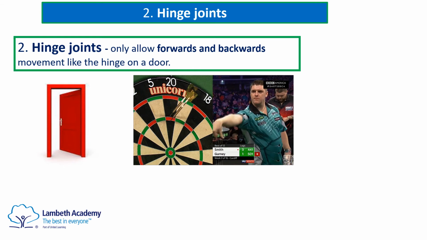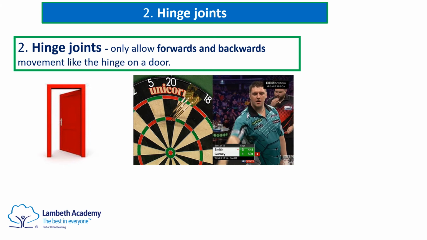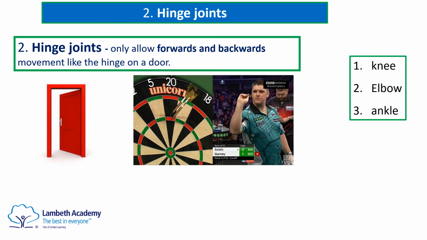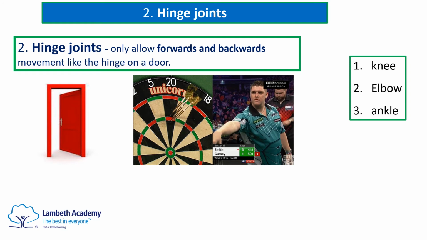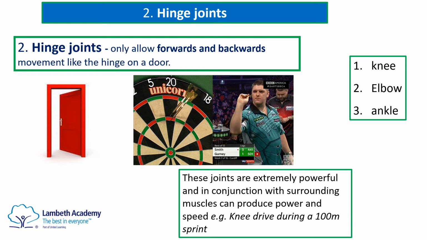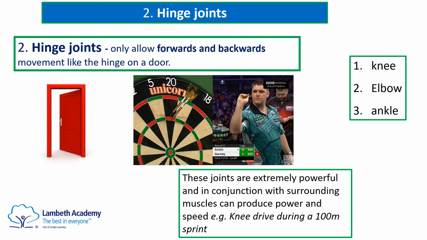Now you have got down your definition of what a hinge joint is, we will start to look at where we can find those on the body. So we've got 3 different places where you can find a hinge joint. So the first one is a knee, the second one is an elbow, and the third and final one is an ankle. Now our hinge joints are really, really powerful because they are surrounded by lots of very, very strong muscles. Your example of this could be somebody that's sprinting. Their knees create lots and lots of power as they're driving their knees up during a 100-meter sprint.